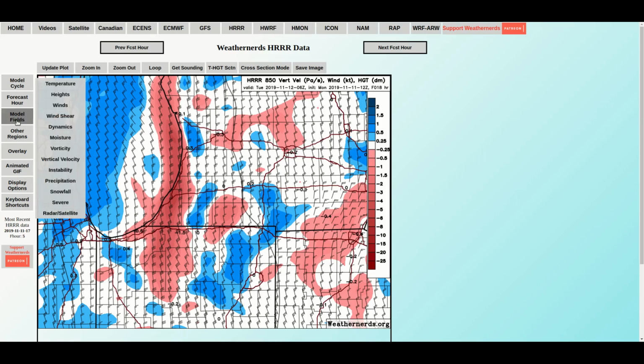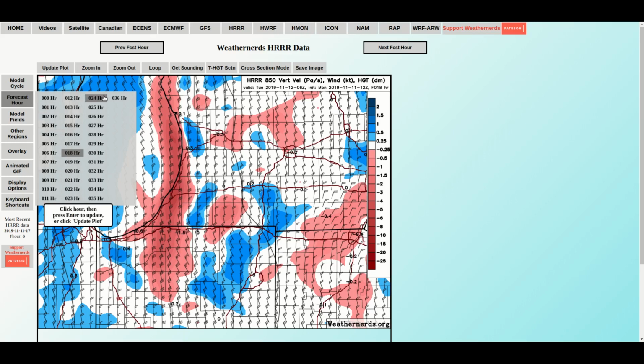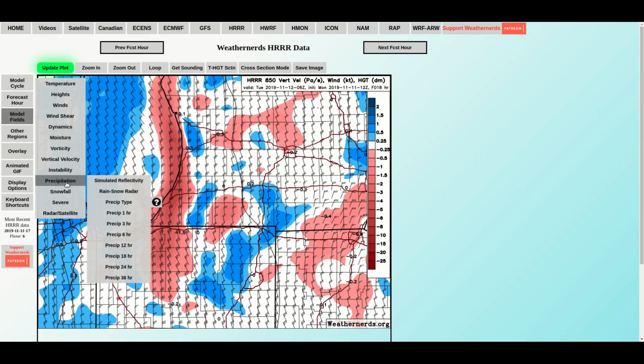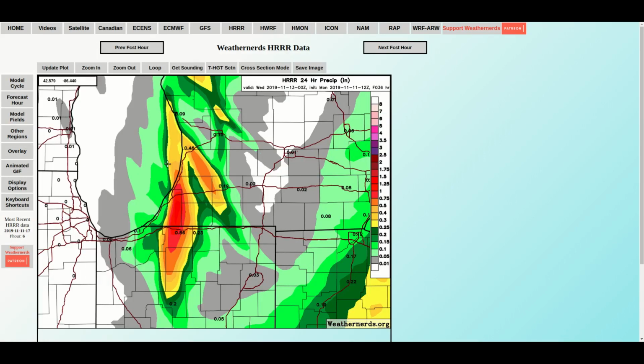Okay, so another thing we can look at then is the precipitation for this event. So let's do like we did with the GFS. We'll go out to 36 hours and 24-hour precip. You can see that dominant shore parallel band, and I notice that HRRR has this secondary band that forms later when the flow starts to come around more to the west.